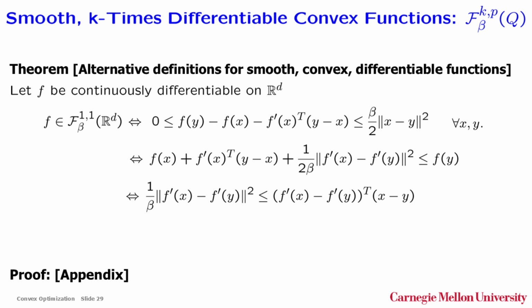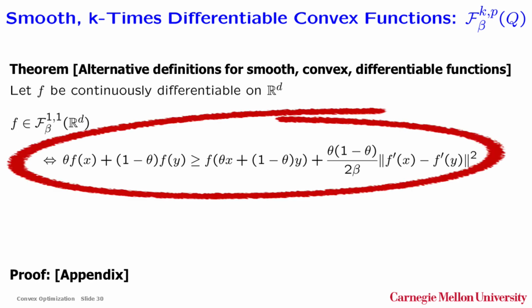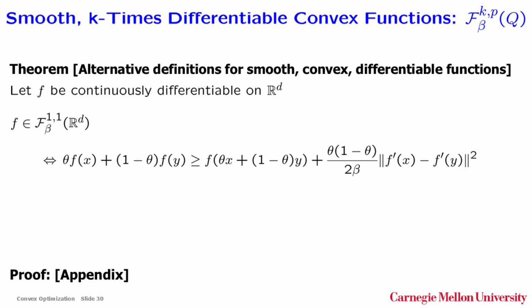There are many inequalities that can characterize this property. Here I'm just listing a few of them. You can prove that f is in this F_{1,1}^{beta} function class if and only if these inequalities hold. The proofs of these inequalities can be found in the appendix. Here is one more inequality that characterizes this property. You can prove this inequality holds if and only if function f is in function class F_{1,1}^{beta}. Here, theta has to be between 0 and 1, and this inequality is a generalization of Jensen's inequality for beta smooth convex differentiable functions.